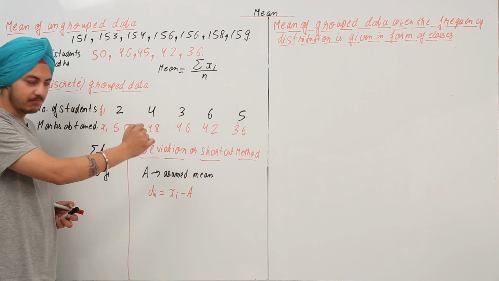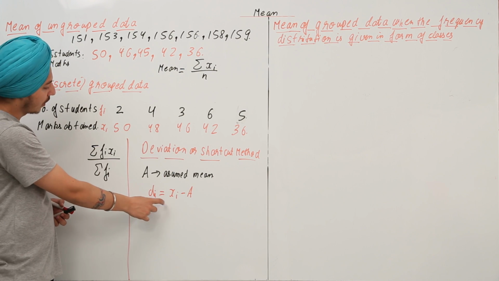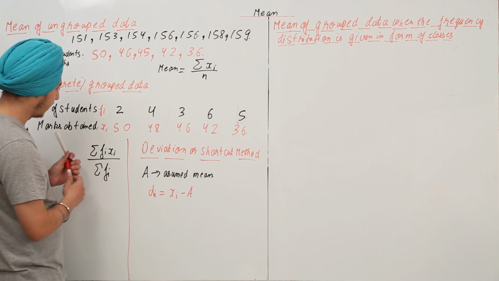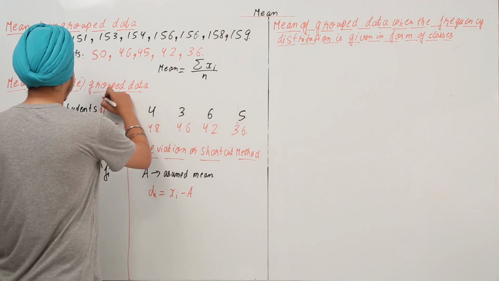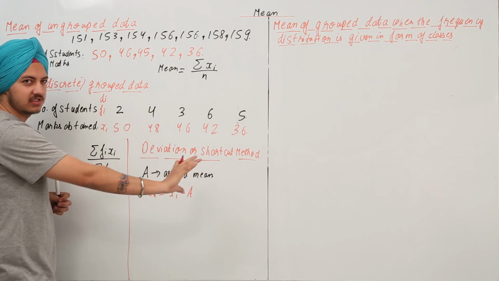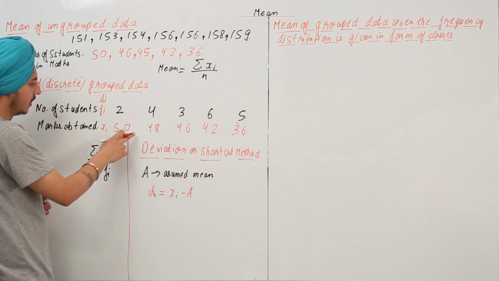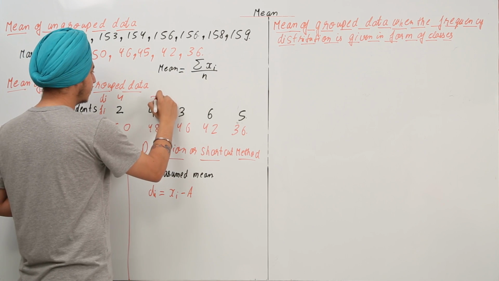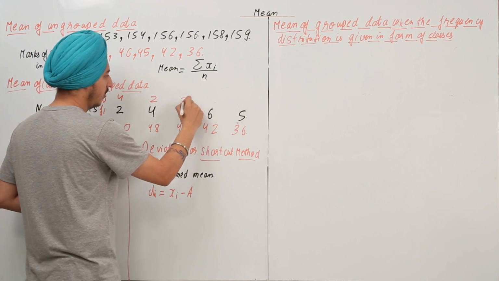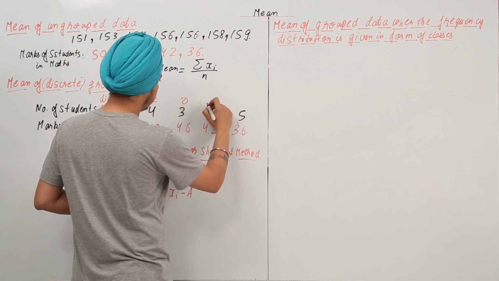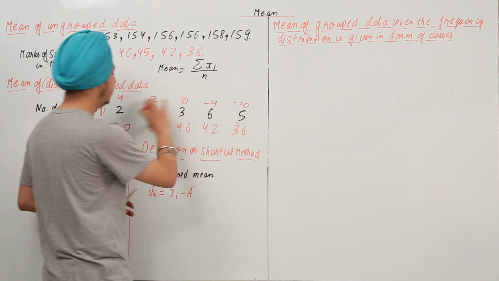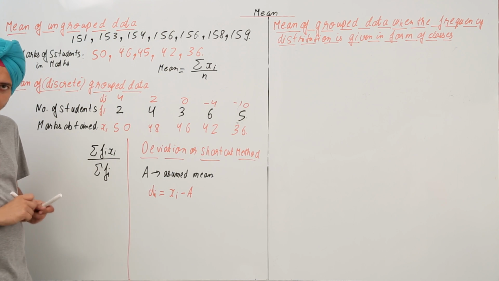Let's say 46 is the assumed mean. Now what I'll calculate is di. I don't have space below this, so I'm writing di over here. So this is 50 minus 46, 4, 48 minus 46, 2, 0. This is minus 4 and this is minus 10. So this is di.